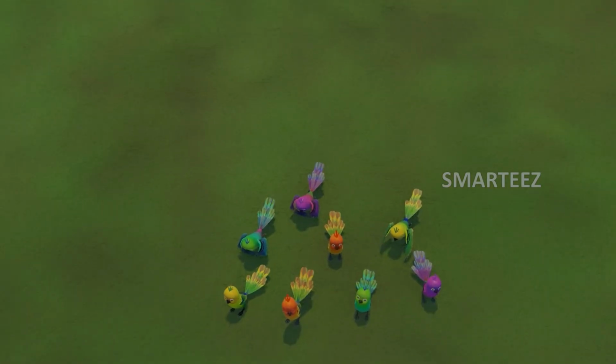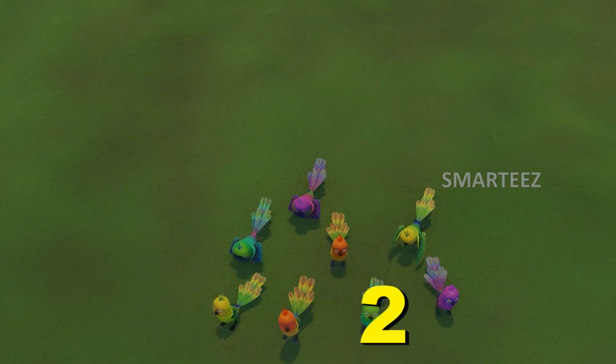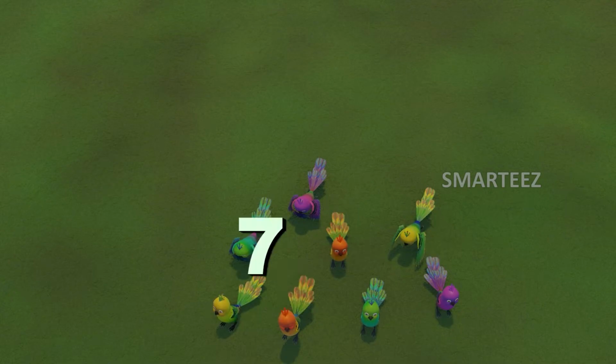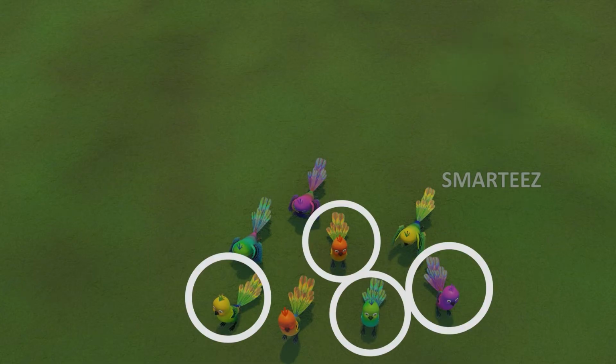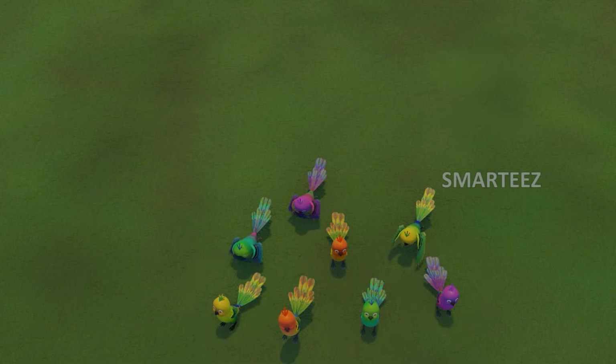How many of them are here? 1, 2, 3, 4, 5, 6, 7, 8. They are in 4 different colors. Let's see what happens when they move to separate areas.